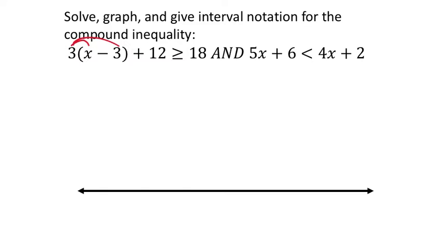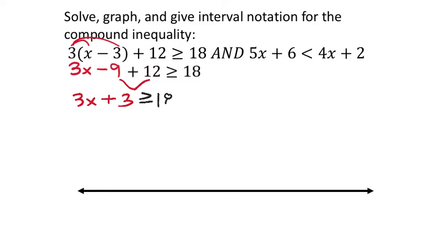So I'm gonna distribute my 3 into the x minus 3, so that'd be 3x, and then 3 times negative 3 is negative 9. Nothing else really changed right there. But now I do have some like terms to combine. Negative 9 and positive 12 would give us positive 3. So now it's 3x plus 3 is greater than or equal to 18.